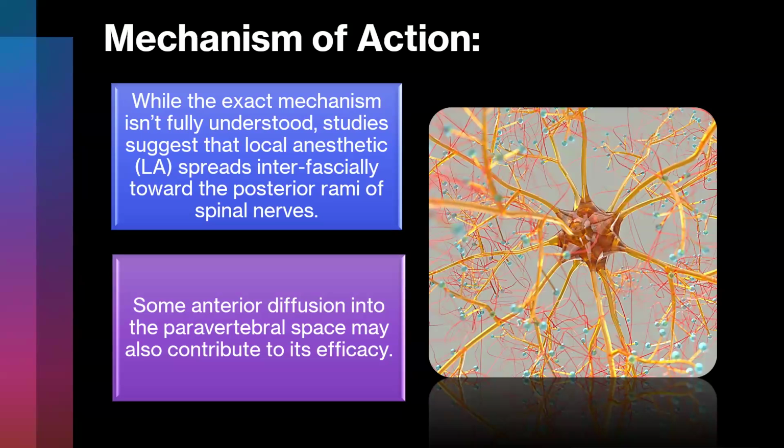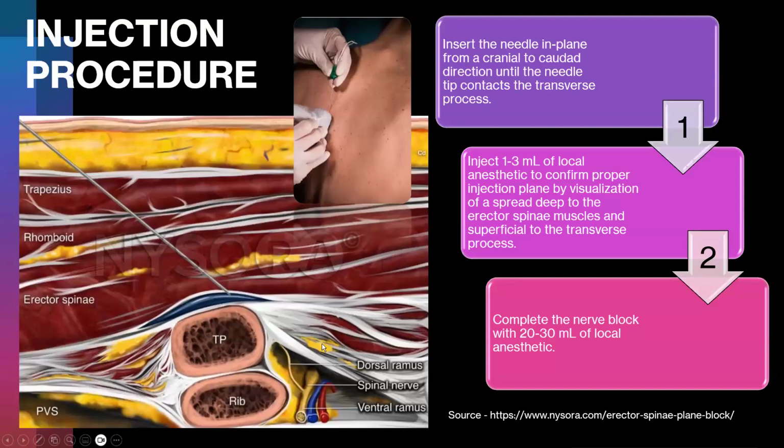is now limited nowadays. While the exact mechanism is not fully understood, studies suggest that the local anesthetic spreads through the interfascial plane towards the posterior rami of the spinal nerves, and some anterior diffusion to the paravertebral space may also contribute to the efficacy of this block.